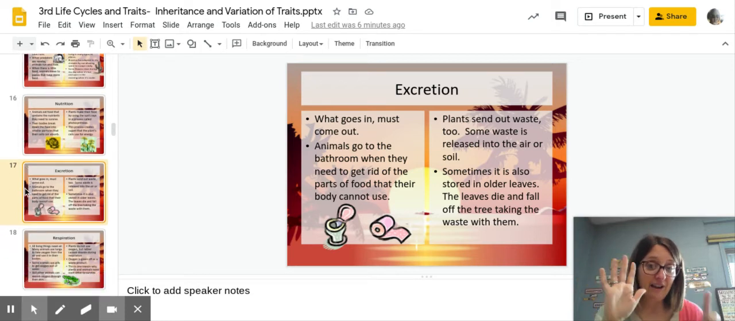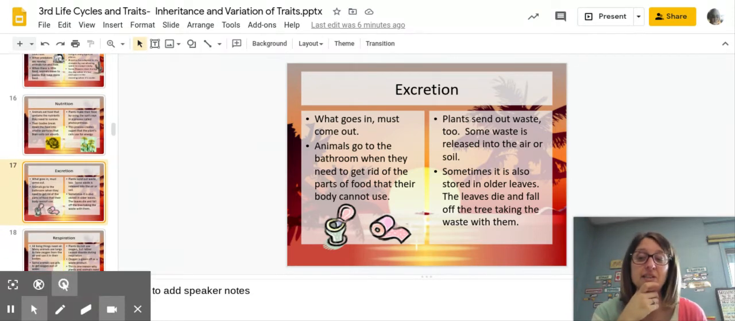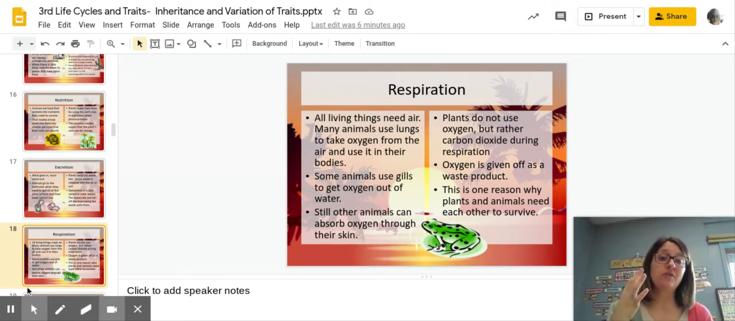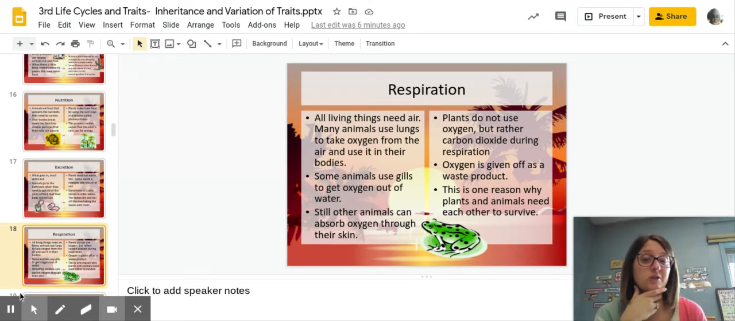And the sixth life process that all living things do is breathe. It's a fancy word called respiration. All living things need air. A lot of animals will use their lungs to take oxygen from the air, and it goes into our body, and our bodies use it. Some animals have gills, and they're able to get oxygen out of the water. And there are even some animals that are able to absorb oxygen through their skin.